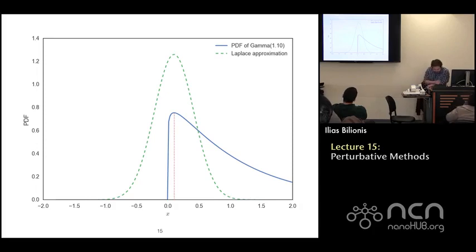All right? Yes? So what if we just use the mean and variance of the original P of x and just construct a Gaussian?